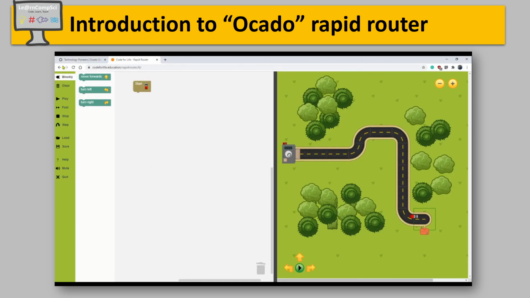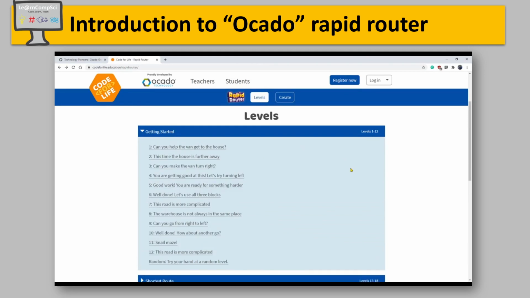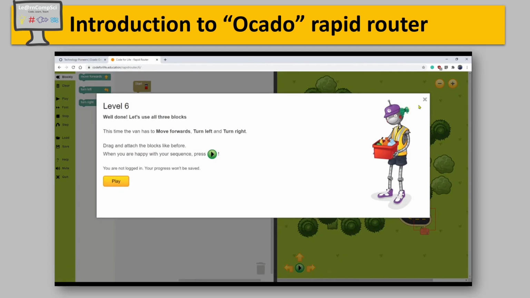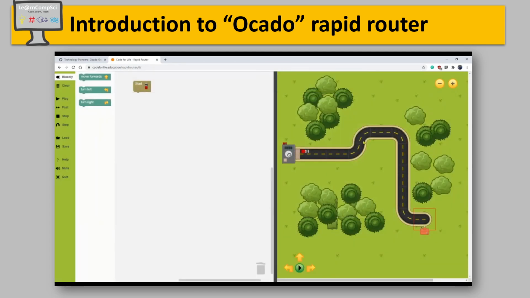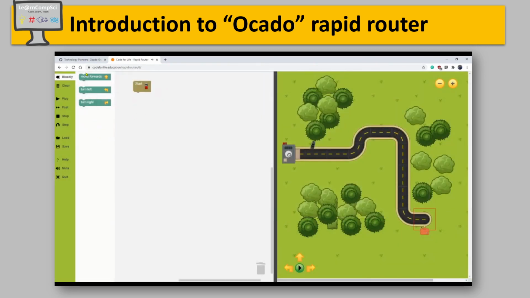So Ocado has developed a website called Rapid Router that we can use to try and develop our problem solving skills. Let's have a quick look at seeing how we can solve one or two of these problems to get you started. We'll just pick one here and see what they look like. In this case, the task is you've got to get the delivery vehicle from the warehouse to the customer's house, and you've got 3 different types of blocks you can do this with. Let's just randomly see what happens if we pick some blocks. Disaster. So what we've got to do is think about the problem and determine what we need to do. Fairly straightforward for this one.